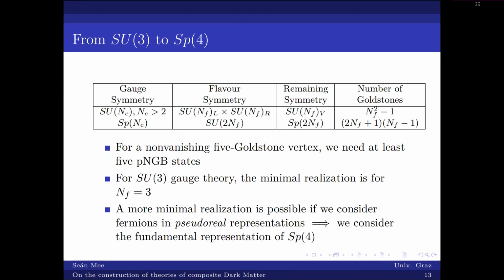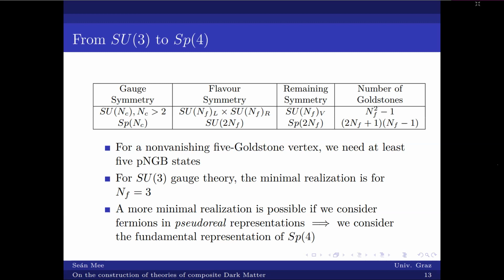My group doesn't mostly consider SU3 as a gauge theory, though. We're in particular focused on SP4, and I'll explain why that is. So if we look at the table here, for each of the two gauge symmetries, right, I've written the corresponding flavor symmetry and what it's broken to by the condensate. So if we look at the multiplicity of Goldstones that we expect in each class of theory, we can see that they differ, right?